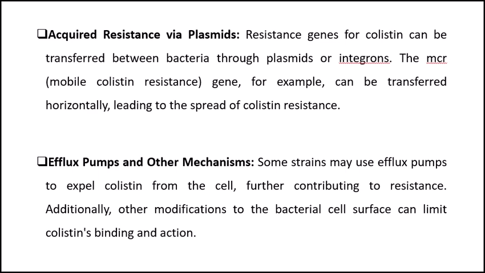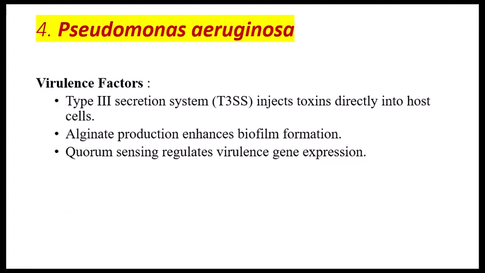The second one is the efflux pumps, to colistin as well. They can push the antibiotic out, like in the previous example, so the drug cannot stay inside and becomes less effective. The bacteria can also modify its cell surface and change its membrane structure. This makes it harder for colistin to bind and damage the membrane.